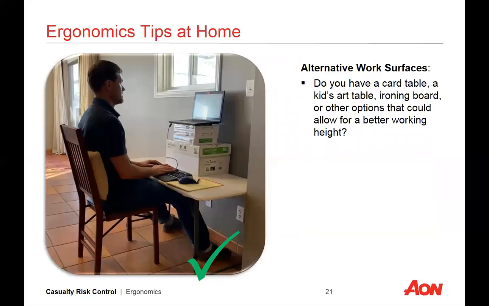Another option to consider is to look around your home and really think creatively about what your work surface could be. Most of us are naturally going to be drawn towards a table or a desk in our house, but there might be something else that could offer a better height work surface. So ask yourself, do you have any card tables? Do you have an ironing board or a kid's art table? Some other type of work surface that might be a little bit lower and closer to your elbow height that could allow you to get into better postures.